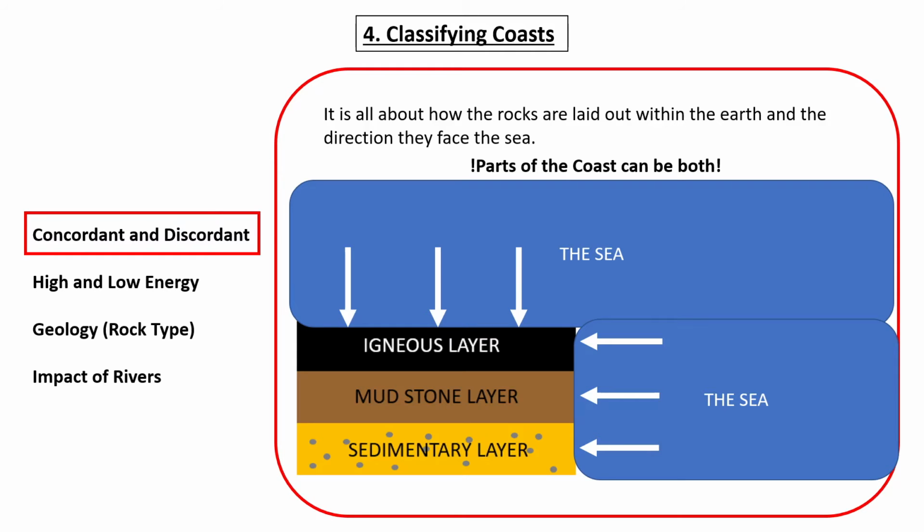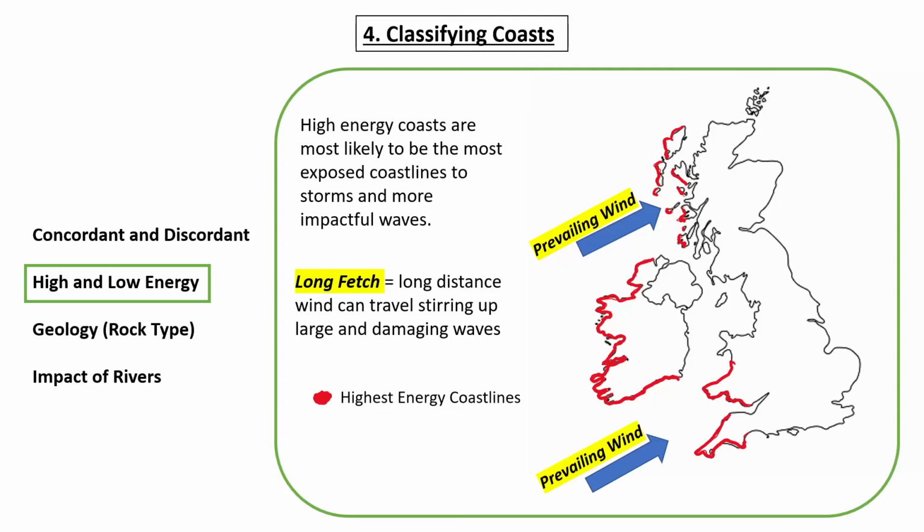So another way to classify coasts is with high and low energy. With a high energy coast, it's important to mention fetch. This is the distance that the wind can travel without hitting anything before touching the coast, and how it carries waves. Because remember, waves are created by friction between the wind and the water, and they move waves towards the land.